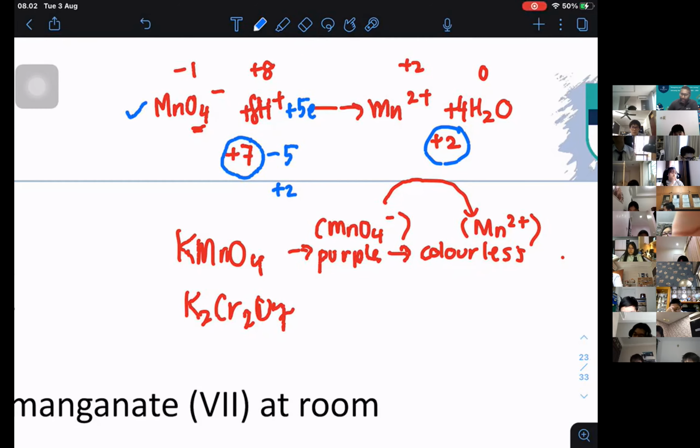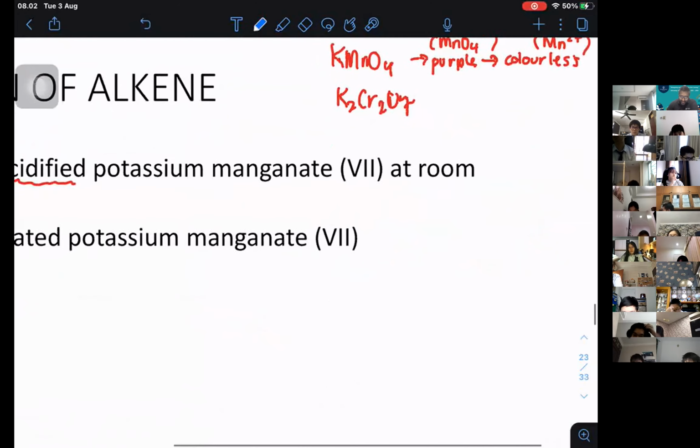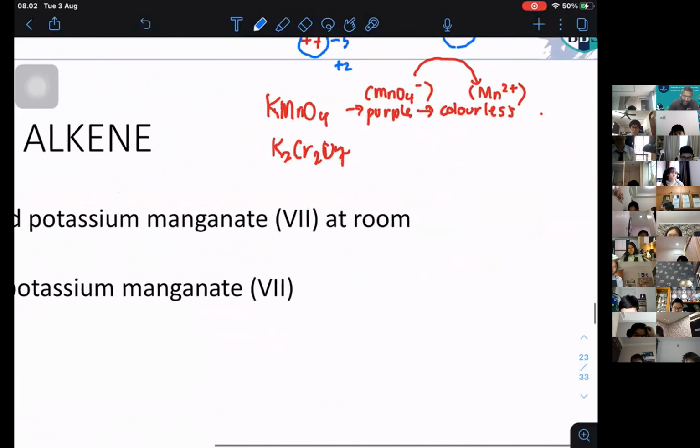Please take note. Coming back to this, the color change is very important. If I'm using K2Cr2O7, Audrey, can you help us out over here? What is the possible color change if positive?